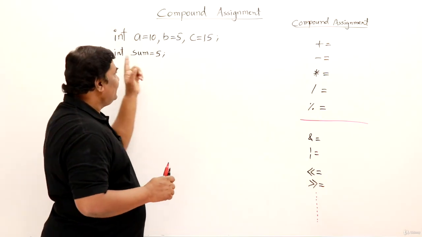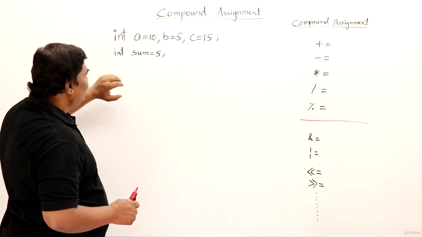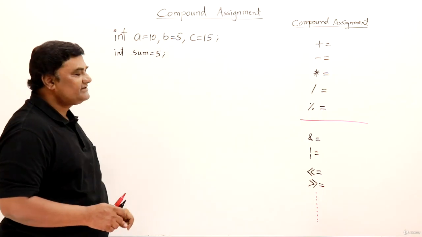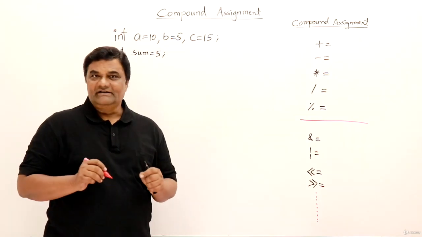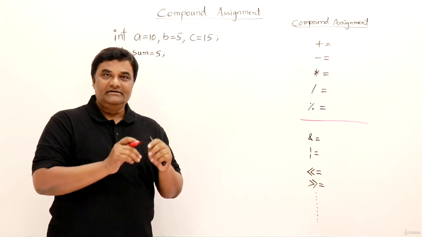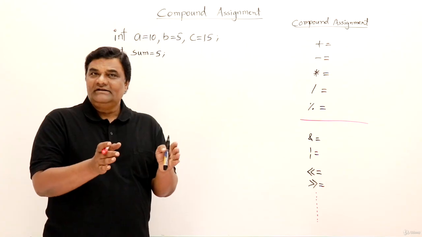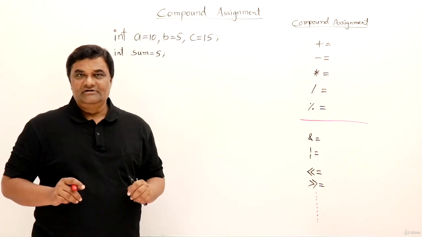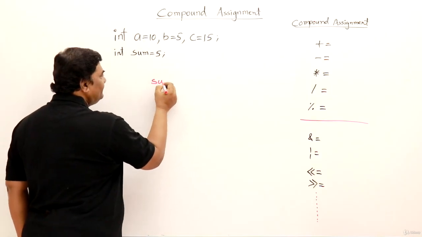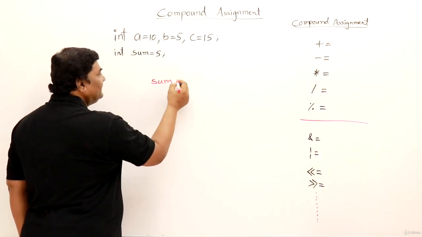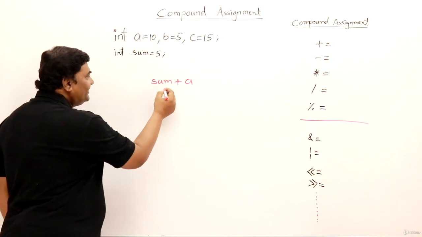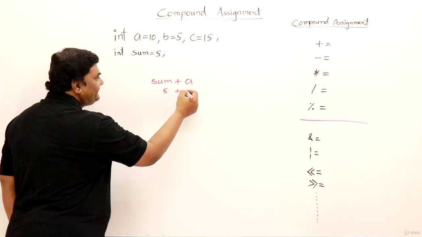For that I have taken one example here. I have some variables a, b, c which have some values, and sum is also there which has some value. Now the first thing, I want to add sum and a and store the result in sum itself. So let us see how I can do that. I want to add sum. Sum is how much? 5. Then a, how much is a? 10. Then this will be 5 plus 10, that is 15.